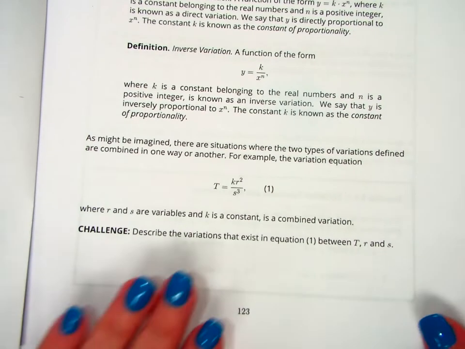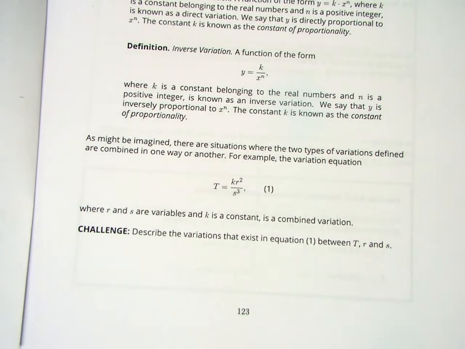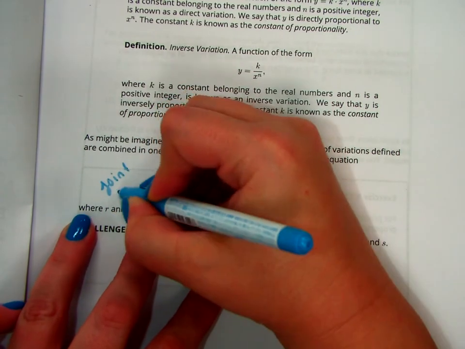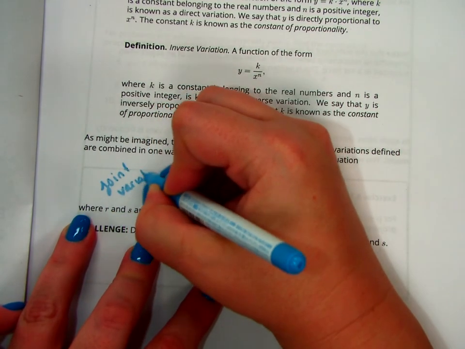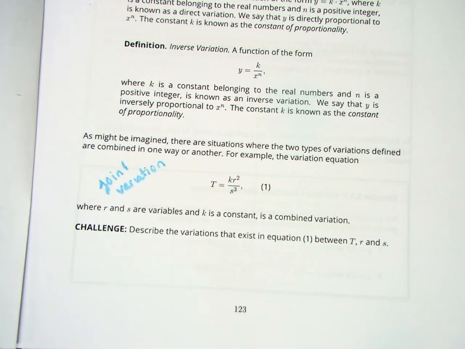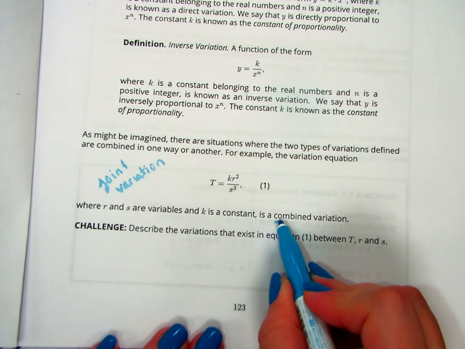If I look at this, it's called joint variation. There's multiple things happening here, so I'm going to write down joint variation in case you ever see that term again. We have t is equal to k r squared over s cubed. It says r and s are variables, and k is a constant, and this is a combined or joint variation.